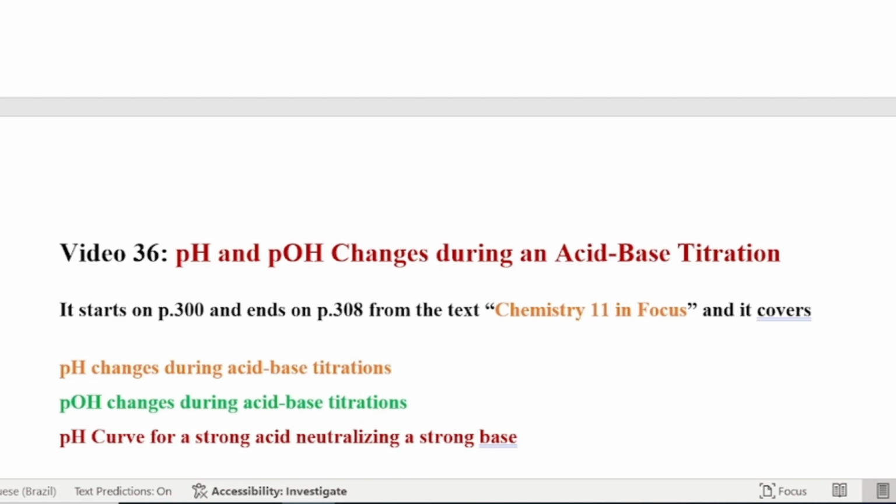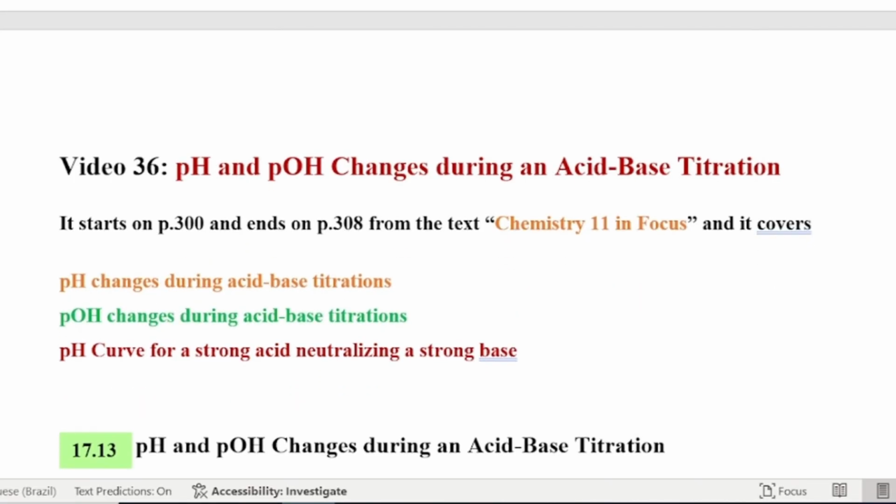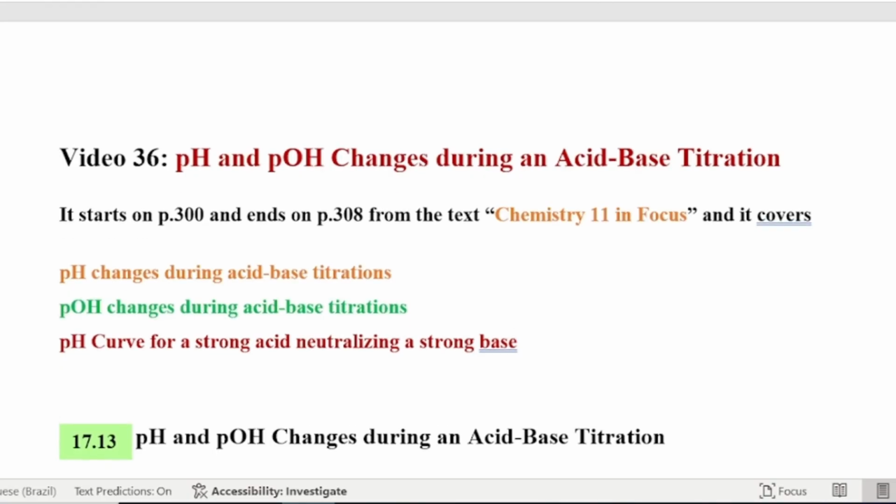In this tutorial, we will be teaching you how to calculate pH and pOH changes during an acid-base titration. So these are the concepts that we're talking about. We show you how to calculate pH changes during acid-base titration, pOH changes during acid-base titration, and we talk about how a curve is derived from an acid-base titration between a strong acid and a strong base.